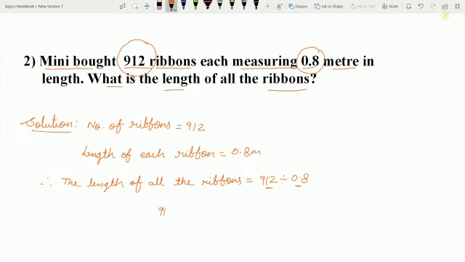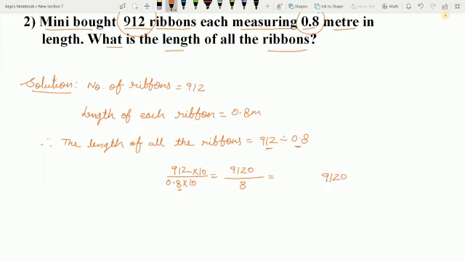So, for that we write 912 upon 0.8. We will multiply it by 10 because here in the divisor we have one decimal place. If we multiply by 10, the decimal point will shift one digit from left towards right. So it will convert into a whole number. So, let us multiply 912 multiplied by 10, we get 9120. And if we multiply 0.8 by 10, we get 8. Students, now it is easy to divide. So let's divide. So 9120 divided by 8.